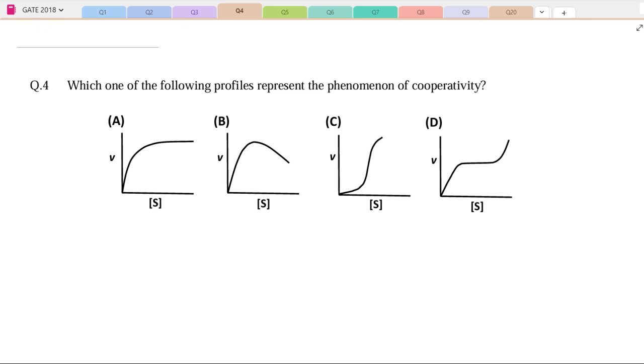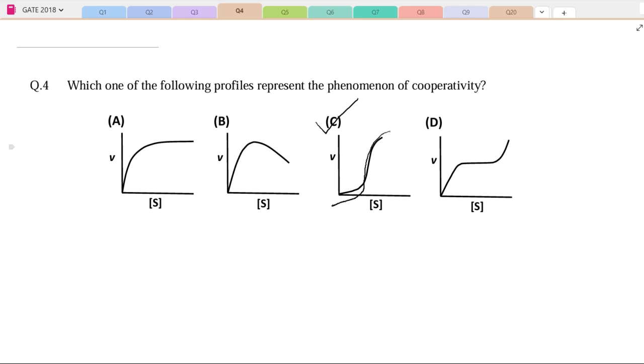Which one of the following profiles represents the phenomenon of cooperativity? As an example, I would say hemoglobin binding to oxygen. If you look at the curve of how hemoglobin binds to oxygen, it's a cooperative mode of binding. Most of these cooperative modes of binding have a sigmoidal graph. So here, the correct option is option C.